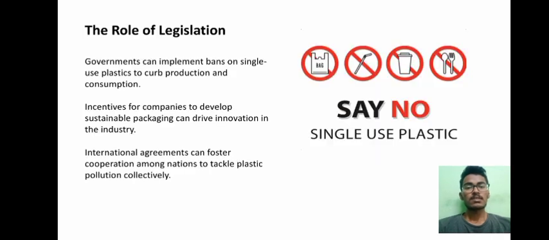The role of legislation. Governments can implement bans on single-use plastics to curb production and consumption. Here we can talk about single-use plastics. These single-use plastics can only be used one time. So instead of using these plastics, we have to bring biodegradable alternatives to mitigate single-use plastics.